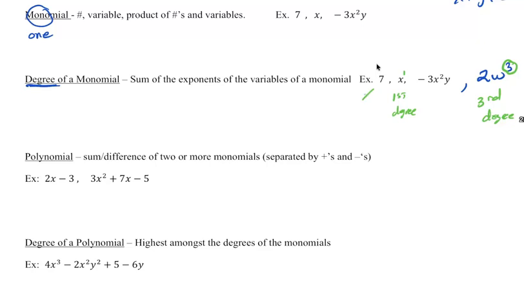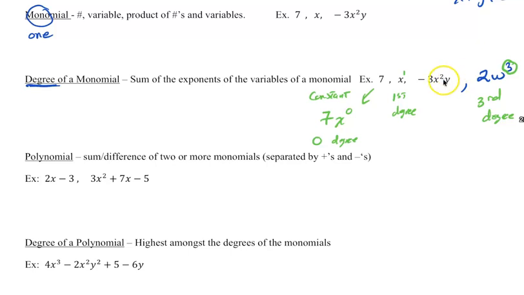For 7, you don't see an x anywhere. There's no variable, so it's kind of like x to the 0 power. So this will be a 0th degree, also known as a constant. When there's no variable, 0 degrees are known as a constant.